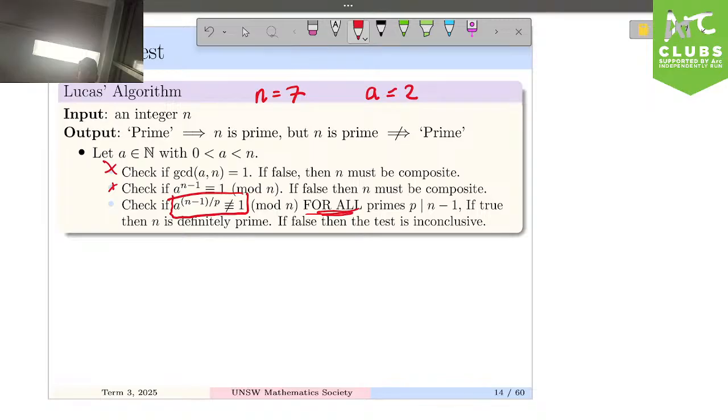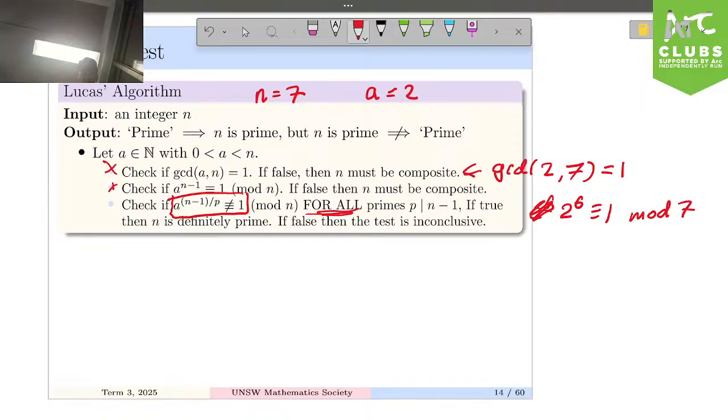So, firstly, I'm going to check this one. GCD of 2 and 7. Is that equal to 1? Yes, it is. So it's not false. So I go on to the next one. Then I look at a to the n minus 1. So is a to the 6, is 2 to the 6, equivalent to 1 mod 7? Well, yes, it is. It is equal to 1.